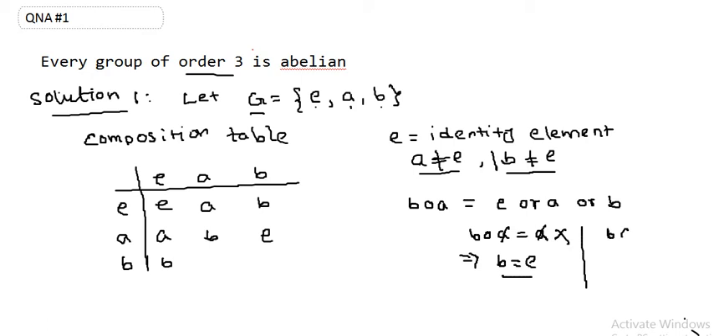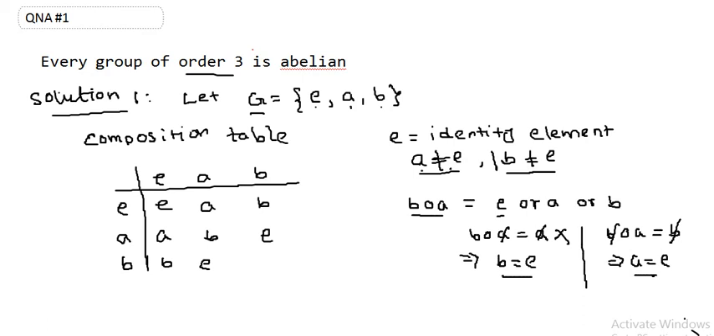Again, now if I take B compose A equals B, we can cancel B from both sides. We can write A equals the identity element, which is again not true because A cannot be equal to the identity element. So the only possibility left for us is B compose A equals the identity element. So B compose A must be the identity element.